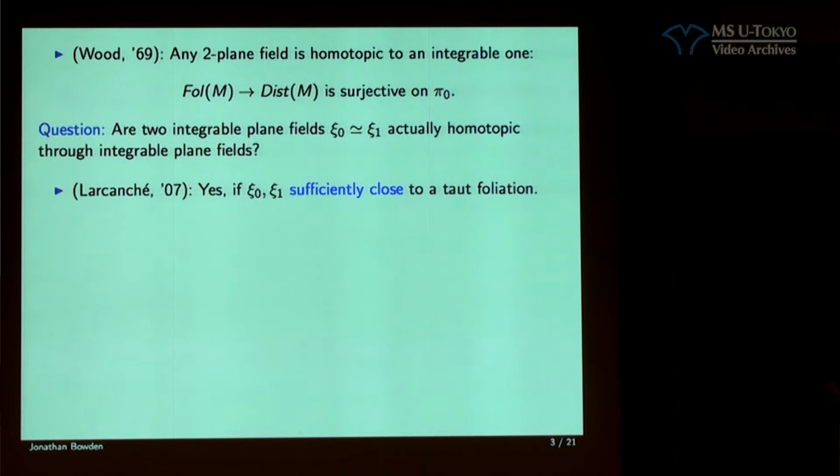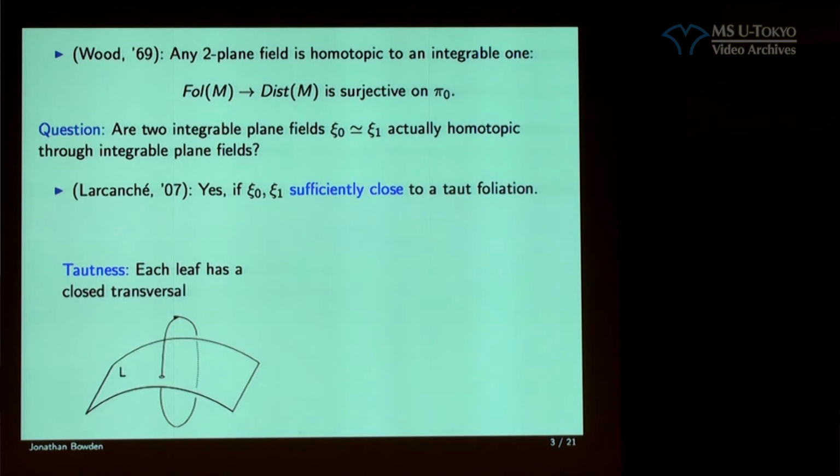results about this were by Lacranche, maybe from her PhD thesis, saying that if the two integrable plane fields you start with are sufficiently close to a fairly nice foliation, a taut one, every leaf has a nice closed transversal. Think S1 cross a surface, foliated by surfaces; the S1 fibers are the transversals. So if you have two integrable plane fields close by to a given fixed taut foliation, then she showed that you can find an integrable path connecting those two.